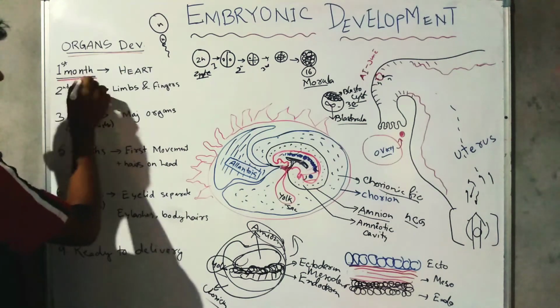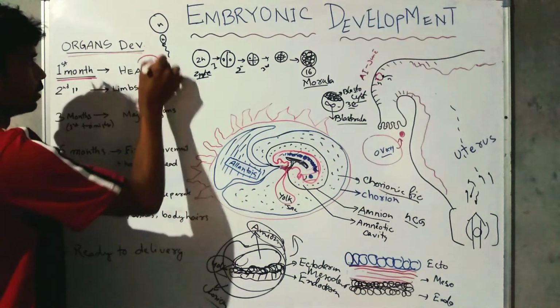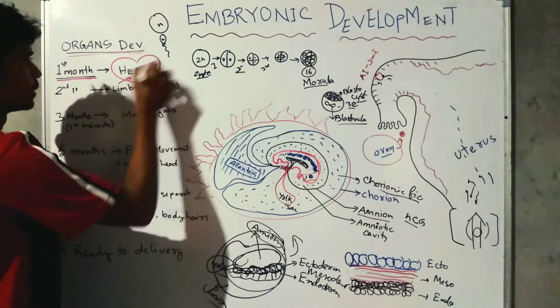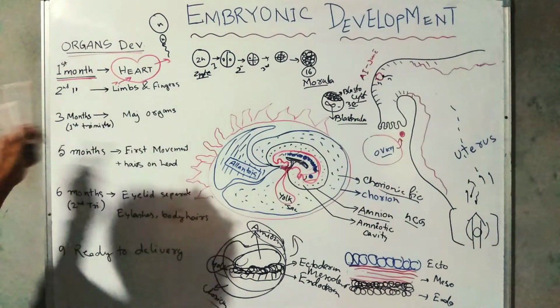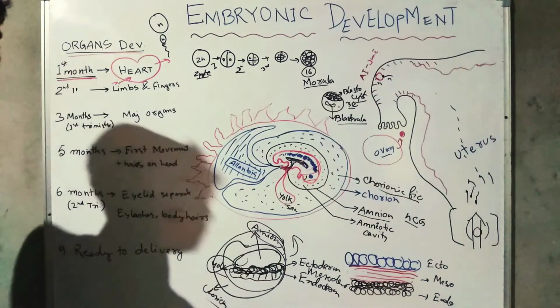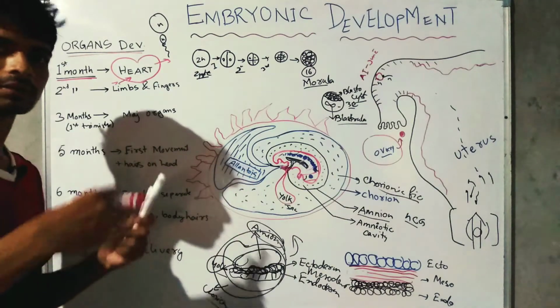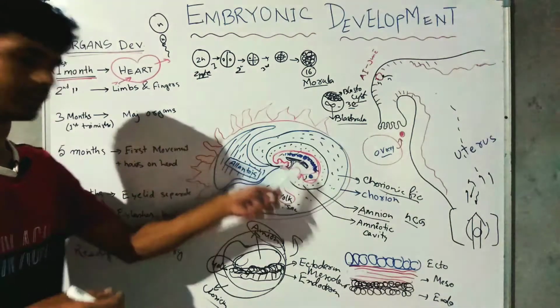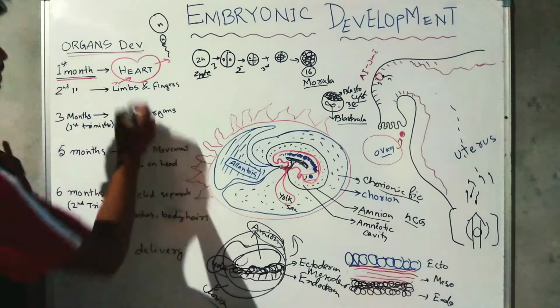On the first month, after 30 days, the heart will be developed first. When will the heart be formed? In the first month, and it will start pumping, so the developing organ gets blood continuously.